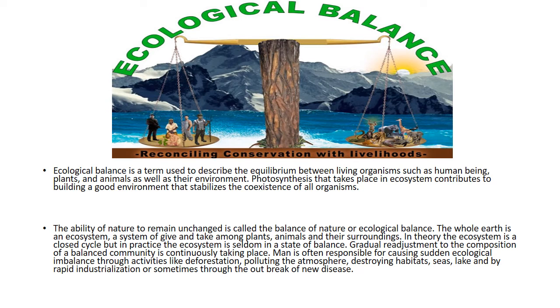So in a simple way, I could say that there is a balance everywhere, that is a balance between the lithosphere, hydrosphere, atmosphere, and if we try to make an imbalance, the system is going to rebel. Man is often responsible for causing sudden ecological imbalance through activities like deforestation, polluting the atmosphere, destroying habitats, seas, lakes, and by rapid industrialization, or sometimes through the outbreak of new disease. So, you must have understood by now that there is a need to maintain this ecological balance.